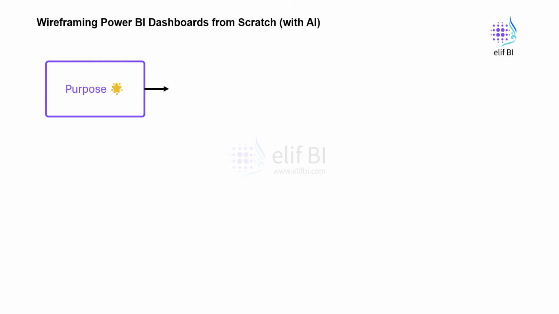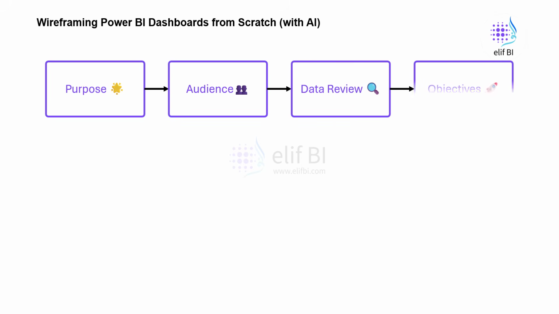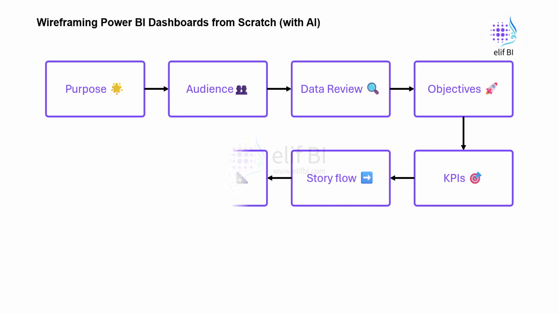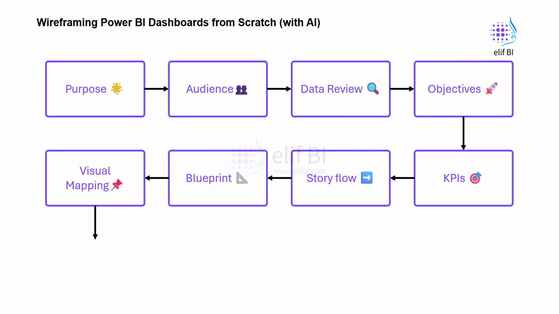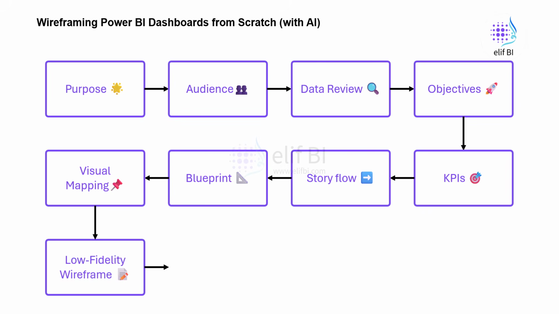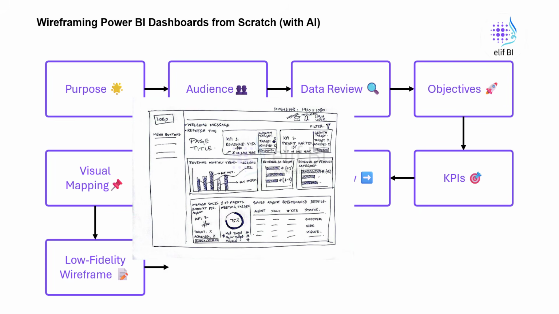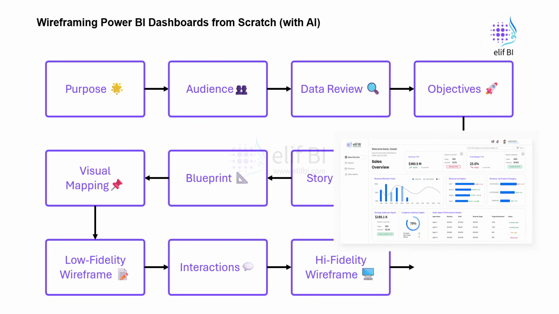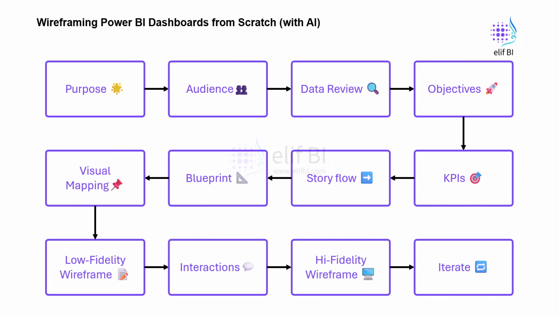We'll start with the purpose of building the dashboard. Moving on to the audience and the dataset review, we will define certain objectives and link them to the KPIs. Moving on to the storytelling process, and then deciding what visuals we want to use in our dashboard, then designing a low-fidelity wireframe, that is a sketch on a piece of paper, and then deciding what filters and tooltips we want to use, ending up with the high-fidelity wireframe. Finally, we would discuss the iteration process.